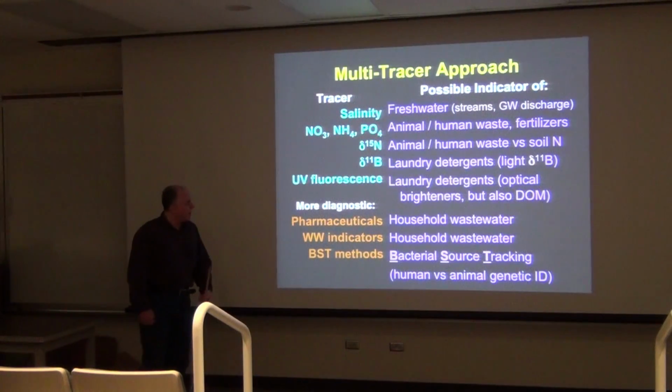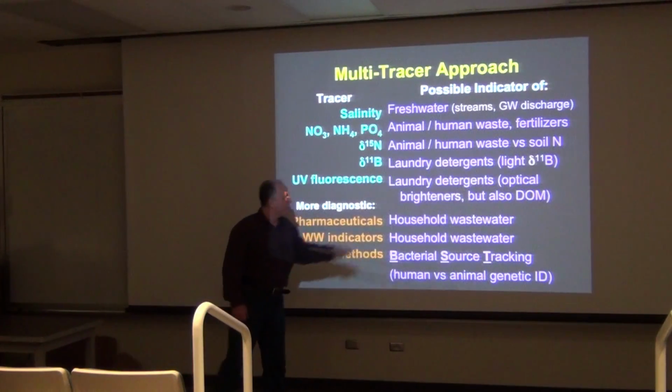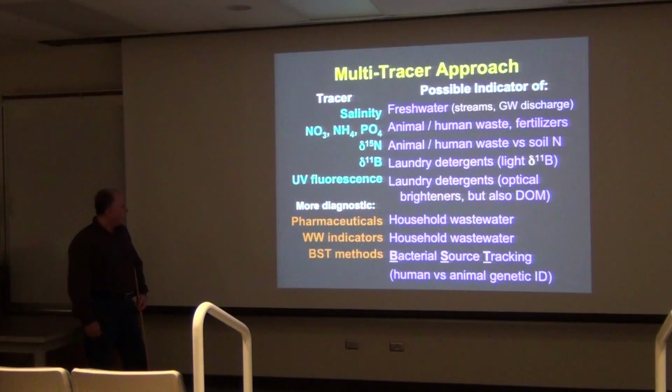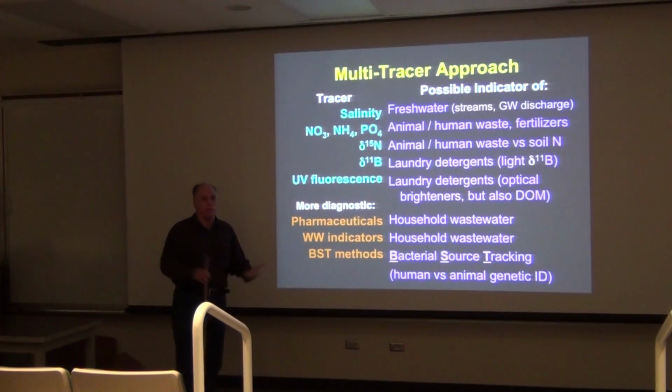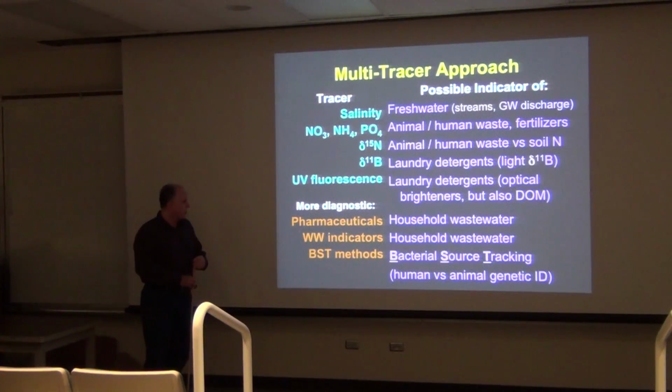Stable isotopes of boron can tell you if you've got a large amount of home laundry detergents, because a lot of them tend to contain boron and have a very light delta 11B signature. UV fluorescence: many of these laundry detergents have optical brighteners to make your shirts whiter and brighter, and you can look for those with the fluorometer and/or black light. A lot of these can be somewhat ambiguous and not real specific.